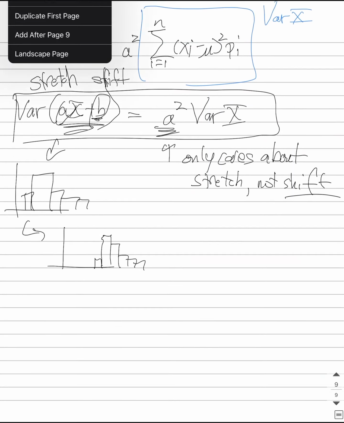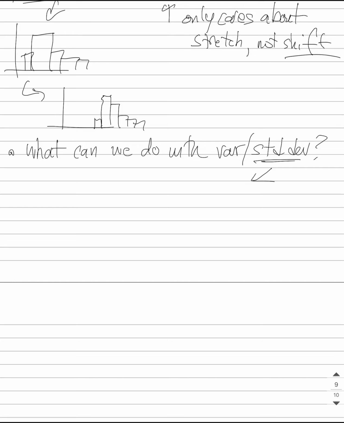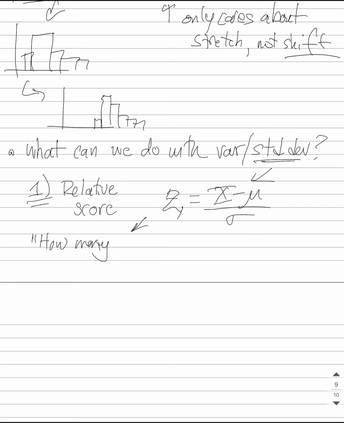Now, that's a mathematical property, and that's great and all, but what we need is some intuition here. So as this final note, what can we do with variance and standard deviation? Now, standard deviation ultimately ends up getting used more because it has the same units as our variable. So one of the really important things that we use standard deviation for is something called relative score. So for instance, we could create a new random variable where we take our old one and we subtract from it the mean and divide it by the standard deviation. And the question here that we ask is, how many sigma jumps is x, let's say xi, away from mu?